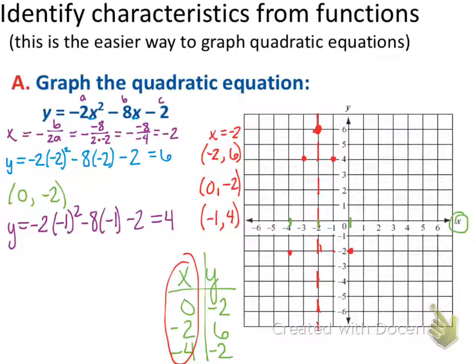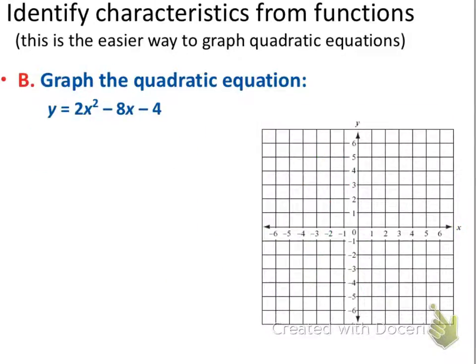Now I have 5 beautiful points. I can connect them with a nice, smooth, U-shaped curve. You did it. That's how you graph a quadratic equation. It's actually pretty simple. You only have to do the long math twice. That's a lot better than using a table. Let's do one more.